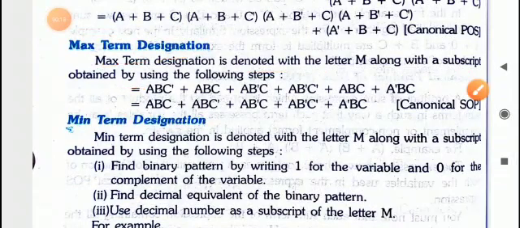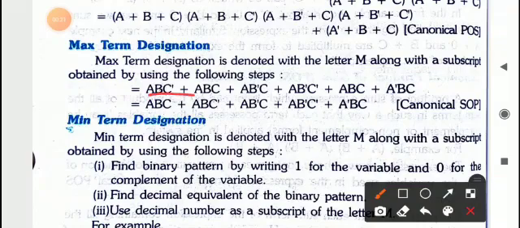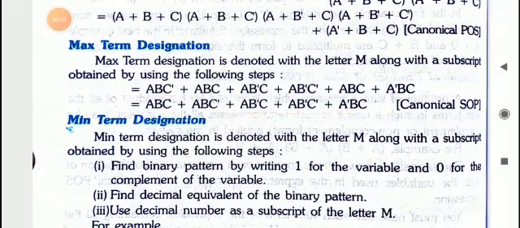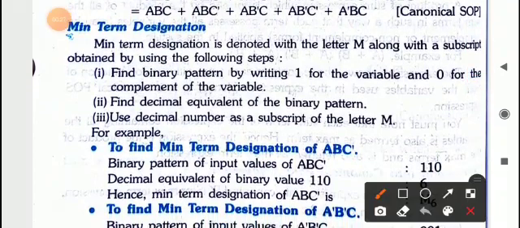You can see here an expression is given. This is a canonical sum of product expression. In the same way we have min term. So first understand min term, and then we will understand max term, how to denote or derive the formula. Now min term designation is also denoted with the letter M and with a subscript obtained by using the following steps.